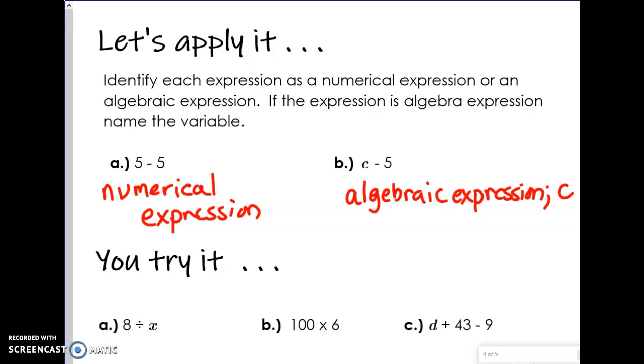For those of you who are at home, I'm going to call on 3 of you randomly, and I want you to tell me A, B, and C. You can just type it into the chat. So, Austin, I want you to tell me if A is algebraic or numerical, and if it's algebraic, give me the variable. Elizabeth, can you do B? Tell me if it's algebraic or numerical, and if it's algebraic, give me the variable. And then Julia, can you do D? Or sorry, not D, C. Tell me if it's algebraic or numerical, and if it is algebraic, give me the variable.